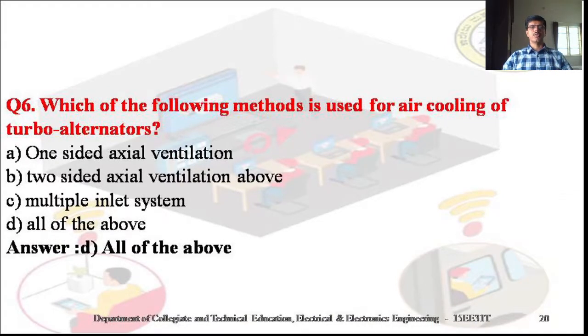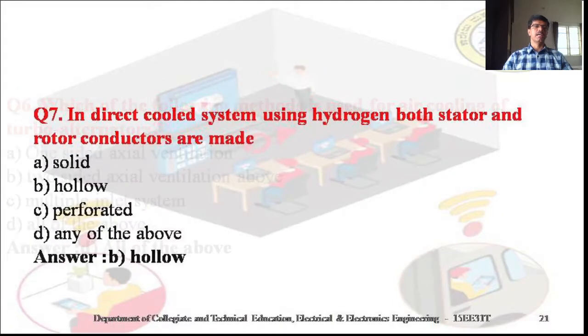Next, which of the following methods is used for air cooling of a turbo alternator? One-sided axial ventilation, two-sided, multiple, or all of the above. So all of the above is the answer. In a direct cooled hydrogen system, both stator and rotor conductors are made hollow. If it is solid, we cannot circulate the air. If it is perforated, the air will not be circulated properly. So in order to circulate the maximum amount of air, the conductors will be hollow.